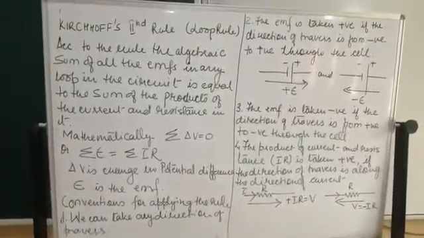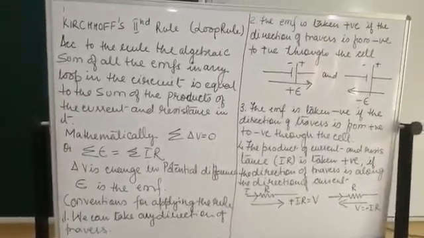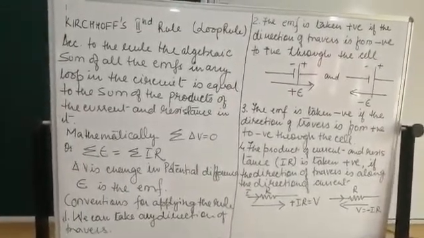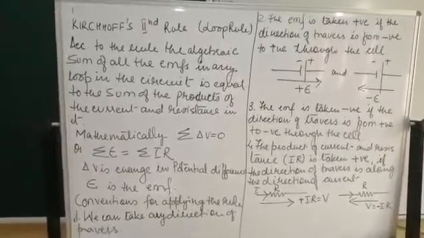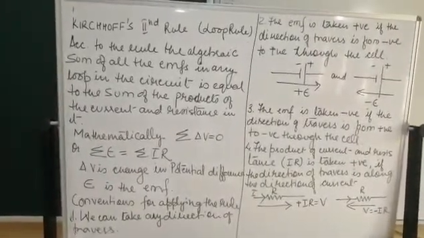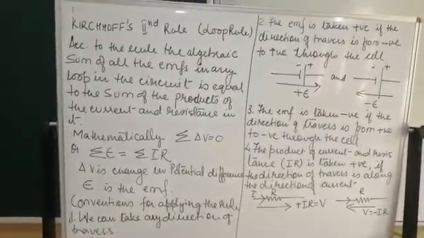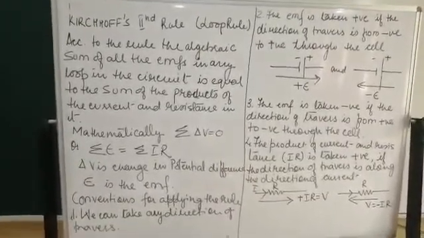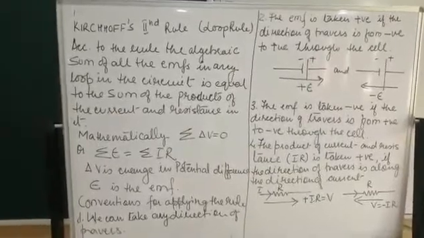Good morning, children. So let us learn today the second law of Kirchhoff's, that is the loop rule. According to the rule, the algebraic sum of the EMF in any loop in the circuit is equal to the sum of the products of the current and the resistance in it.